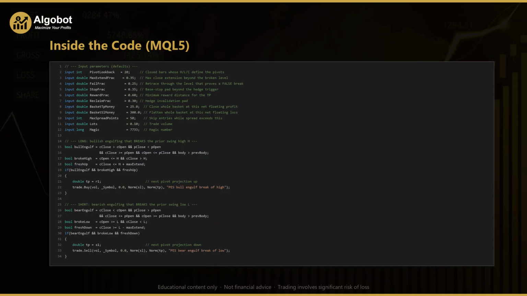Bear engulf confirms a bearish engulfing candle. Broke low confirms it opened at or above the swing low and closed below it, and fresh down checks the extension. That calls trade.sell, with the take profit set to S1, the lower pivot projection. In both cases, the stop loss, passed as norm of SL, is placed structurally beyond the level where the hedge would engage. Notice both sides are symmetric, the same rules, in opposite directions.